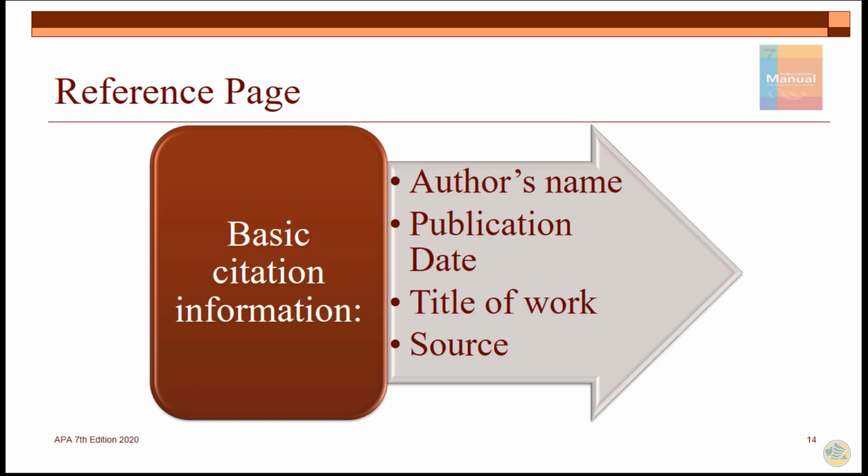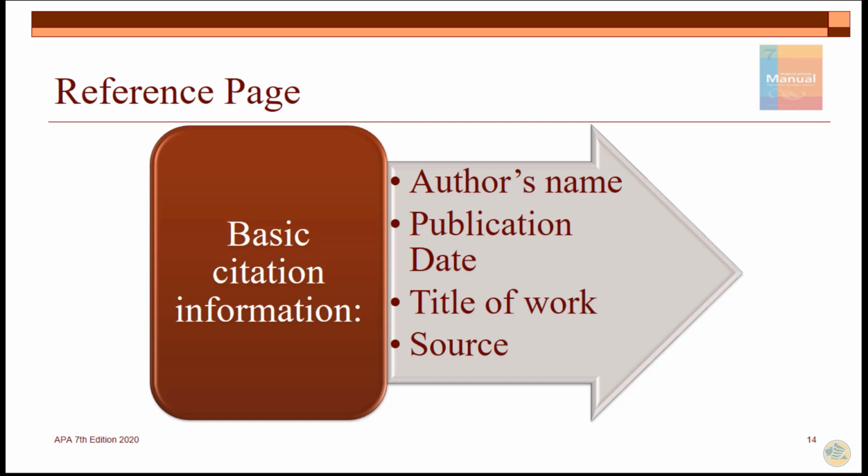A reference list entry generally has 4 elements: the author, date, title, and source. Each element answers a question. For the author, who is responsible for this work? The date, when was this work published? The title, what is this work called? And the source, where can I retrieve this work?